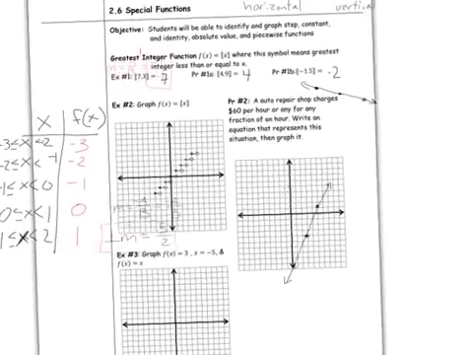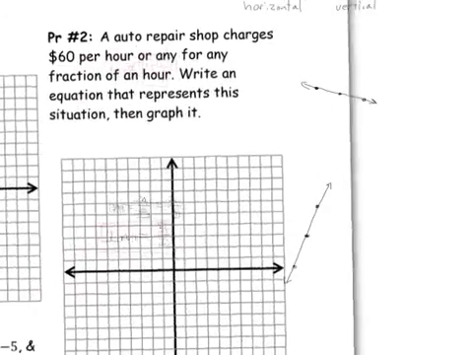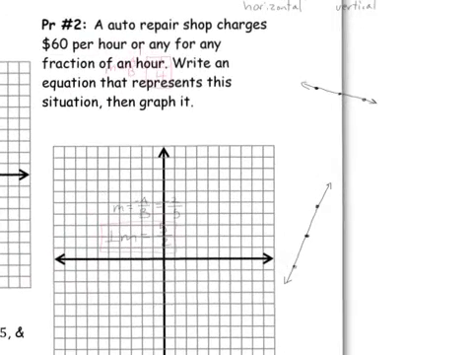Alright, let's talk about this next problem here. It says an auto repair shop charges $60 per hour or any fraction of an hour. Well, let's think about what that means. That means if I take my car in and they work on it for an hour, they're going to charge me $60. If they only work on it for half an hour, they're going to charge me $60. Work on it for 1 minute, they're going to charge me $60.